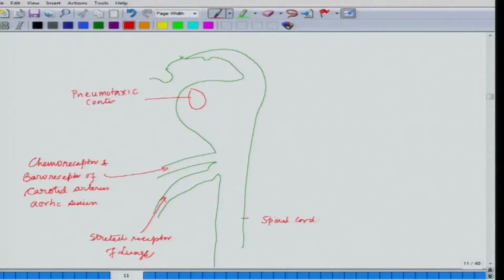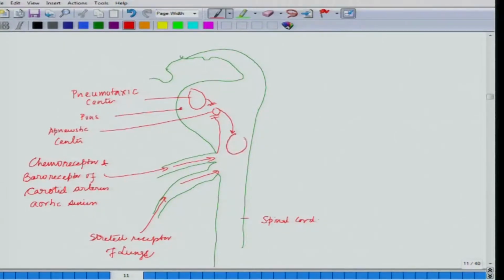Pneumotaxic center. So, this is the brain stem where I am putting this pneumotaxic center. Here you have the pons, apneustic center. So, what I drew just now is to show the inhibitory and supporting circuit. Apneustic center, and these signals which are coming in are either inhibiting the pons or regulating the pons, regulating the apneustic centers.